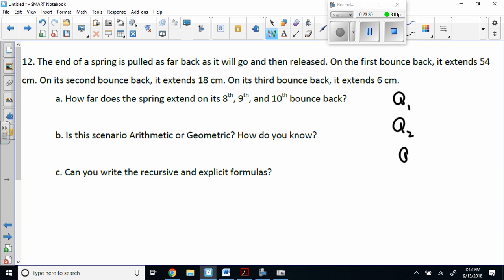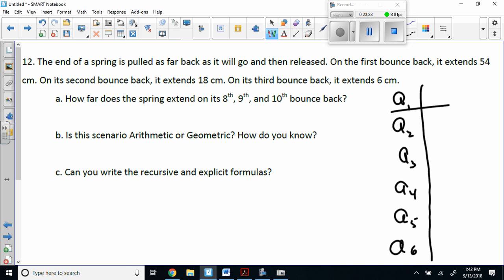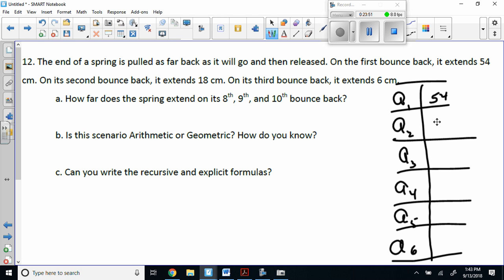A1, A2, A3, A4, A5. You can go all the way up to that if you want to. It doesn't matter; some people do all the way up. But we're going to get ready to do this. So the first one was what? 54. And then it went to where? And then it went where?